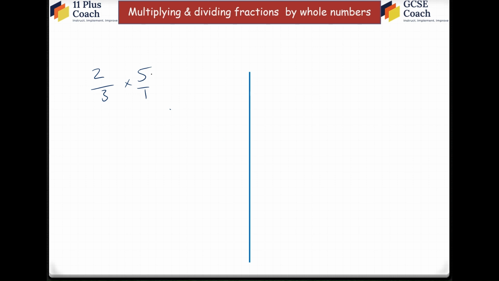And remember from the first video on fractions being division. So 5 over 1 means 5 divided by 1. And how many 1's go into 5? The answer is 5. So that means I haven't changed the number. I've just written it as a fraction, that's all.